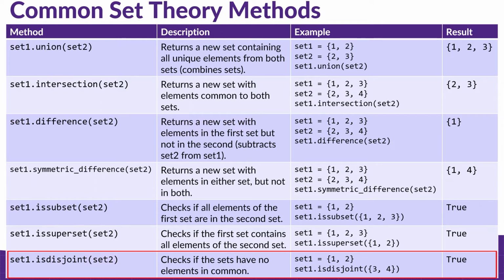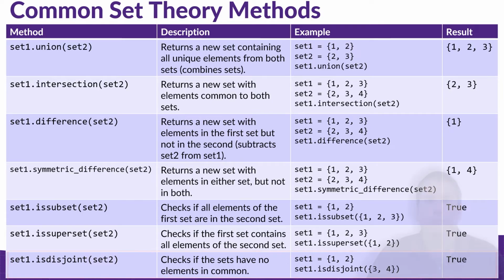isDisjoint is going to check if the sets have no elements in common. So that means that if we have a set with the values 1 and 2, and a set that has the values 3 and 4, that's going to return true because there are no elements in common between either one. If it was a set with the elements 1, 2, 3, and we're checking that against another set with the elements 3, 4, that would return false because 3 would be common between both sets.